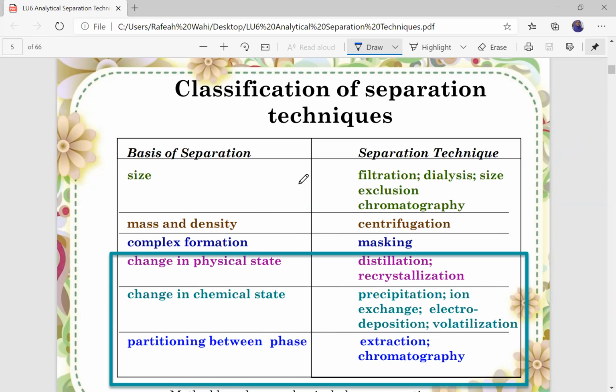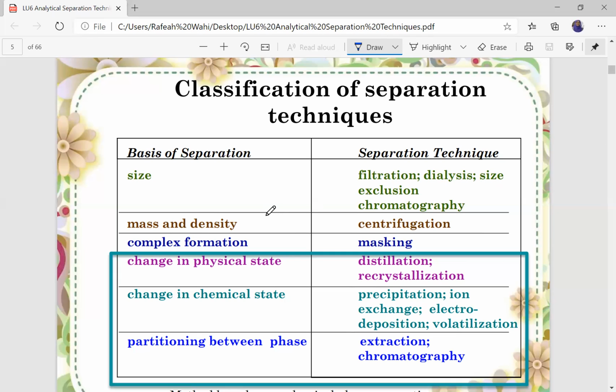For example, if the basis of separation is by size, these are the examples of separation technique. Let's say filtration, dialysis, size exclusion chromatography. They utilize size of particles or size of the components of the analyte to be separated. So if the basis of separation is by size, you can find some examples of the separation technique, including filtration, dialysis, and size exclusion chromatography.